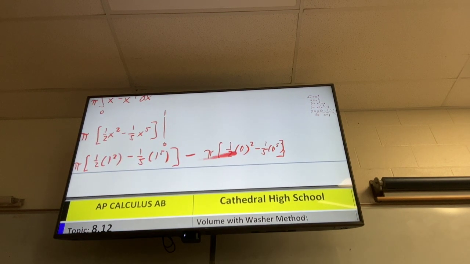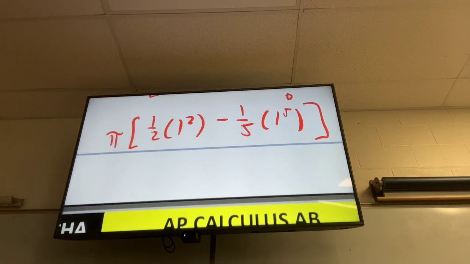Okay, so just cross that out, it's just 0, goodbye. And then what do I have to do for the AP graders? Just evaluate the exponents. What's 1 squared? 1. What's 1 to the fifth? Funny. Some people struggle with 1 squared.